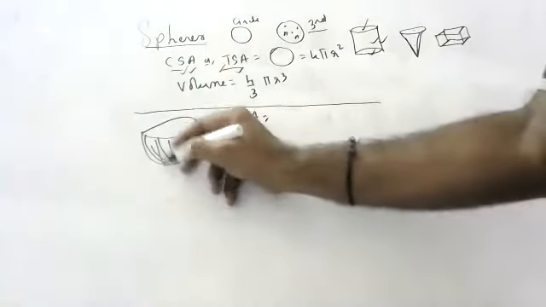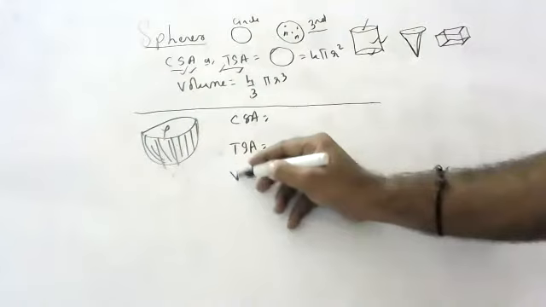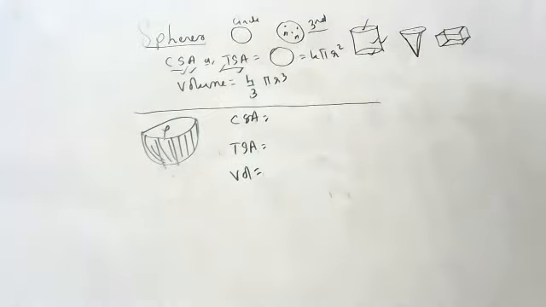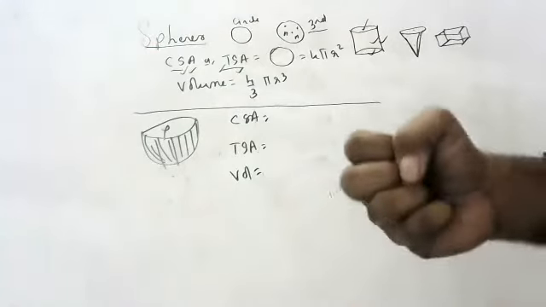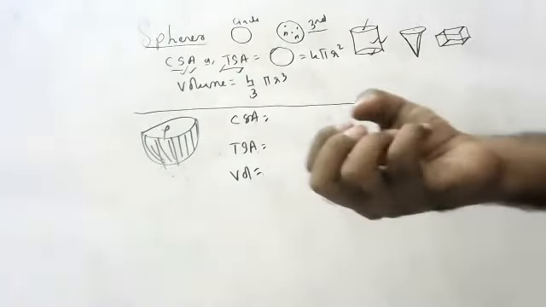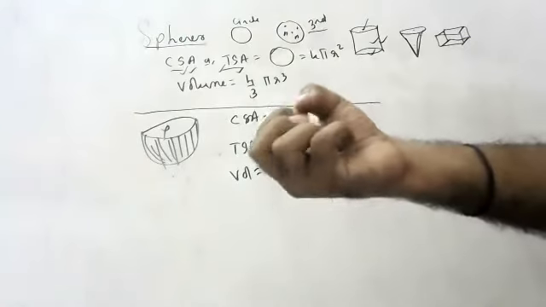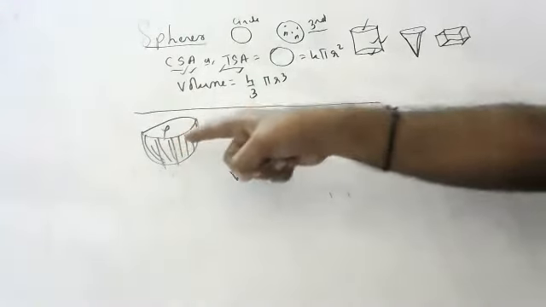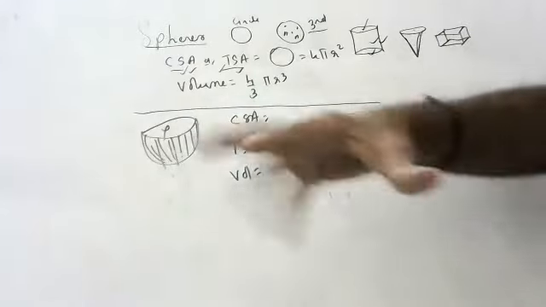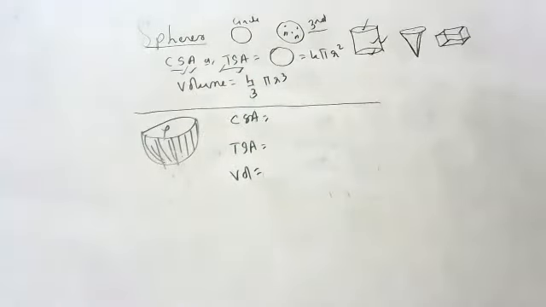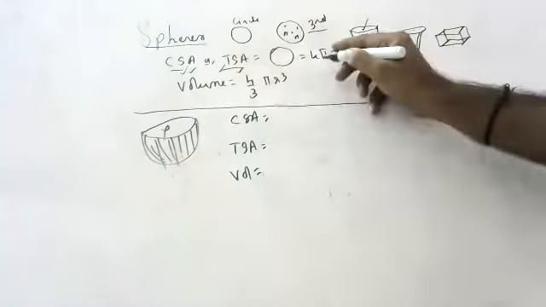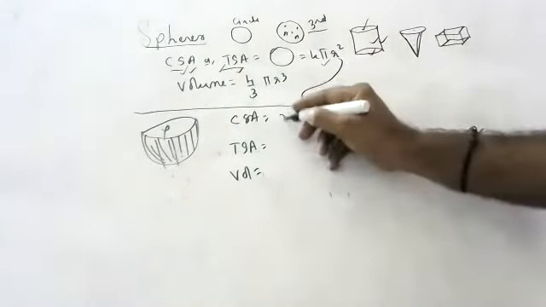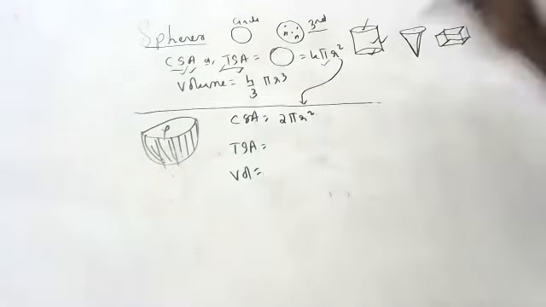And TSA is this plus this, children. In a sphere, CSA and TSA are the same, children, because whatever we are catching, our cricket ball or tennis ball in our hand, CSA and TSA will be the same. Whereas in a hemisphere, this is CSA, and this plus this is TSA, and inside is the space. The CSA of a hemisphere is half of this. Can anyone tell what is half of this? 2 pi r square. Very good, 2 pi r square.